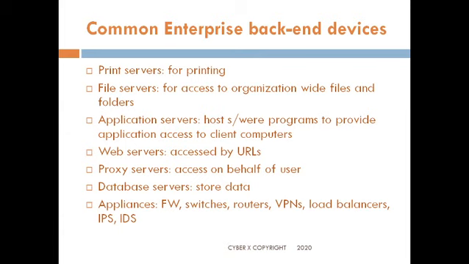In some instances it's fast. If it is already stored somewhere on the network and it's there on the server, it becomes faster. If it is not, there is still a layer of security which is brought in by proxy servers. Database servers are used to store data. Appliances, now there are various types of appliances. It could be a firewall, a switch, a router, a virtual private network. You could have a load balancer, an IPS, which is an intrusion prevention system, or an IDS, which is an intrusion detection system.